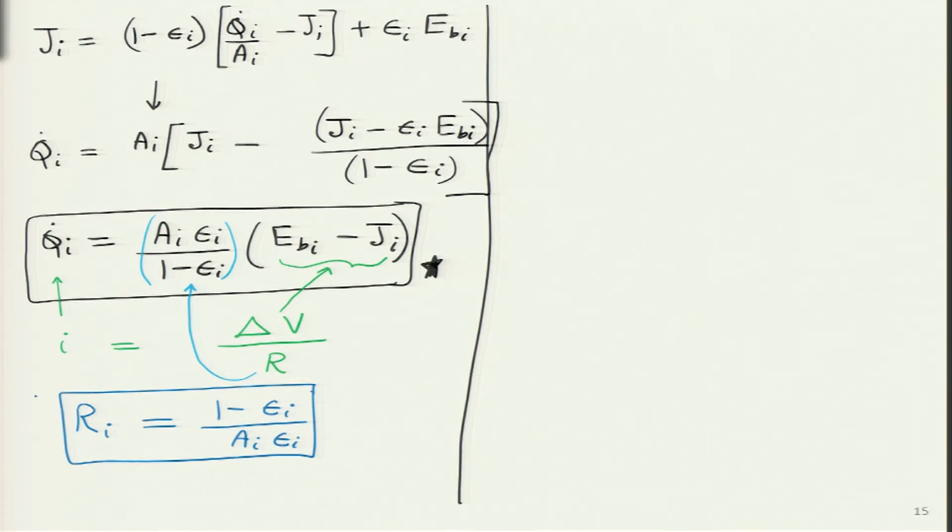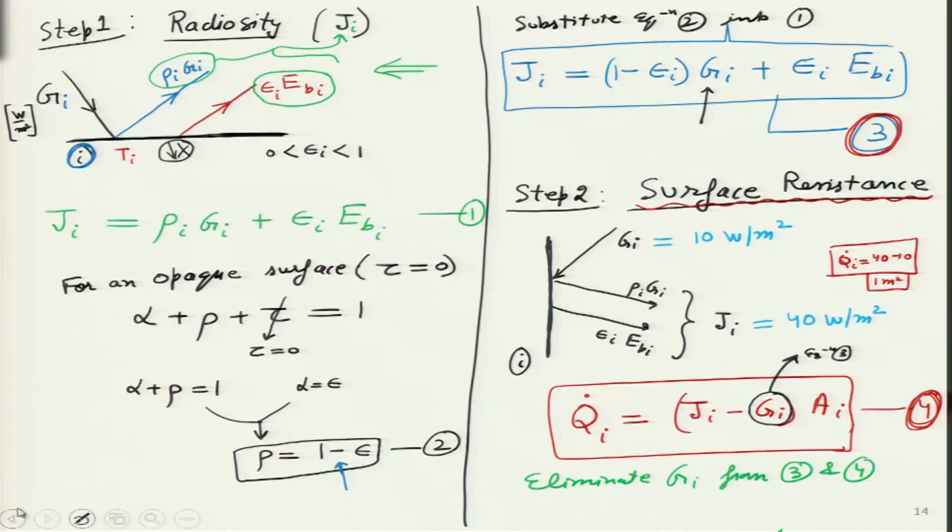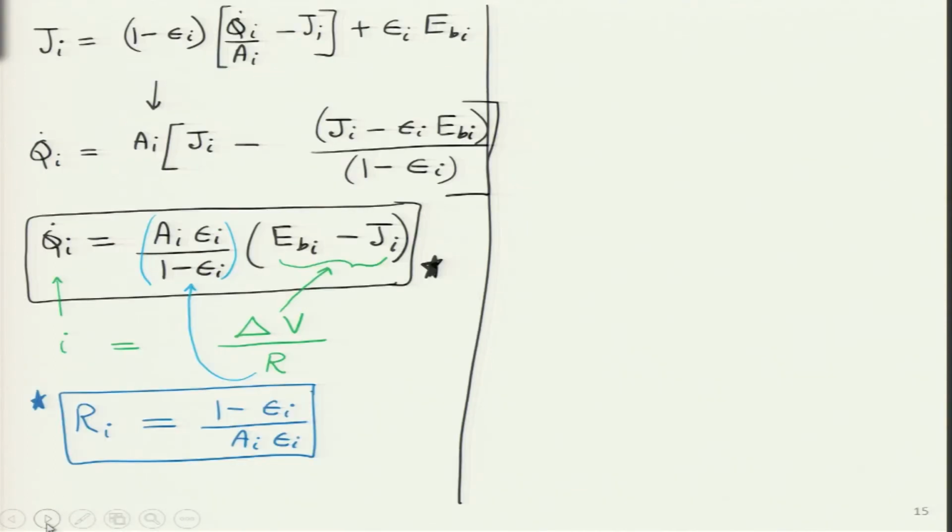So, this is that surface resistance that we were talking about in the previous slide. You remember in step 2 we wanted to look at the surface resistance, and that is what we have found over here. So, let me write that this is the surface resistance of a gray diffuse surface, and its units are 1 by meter square.